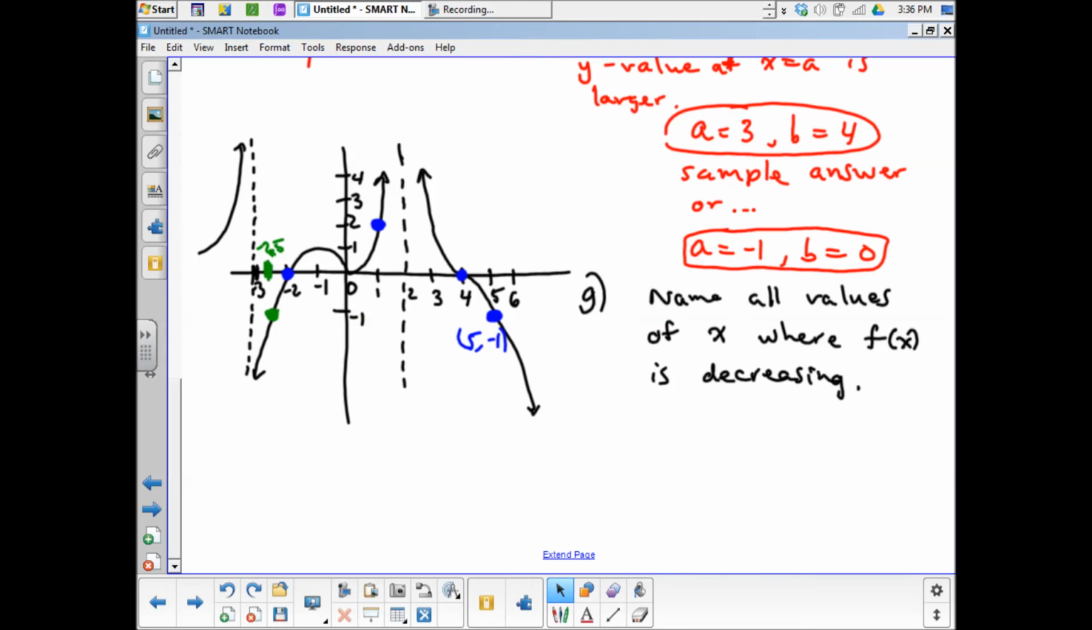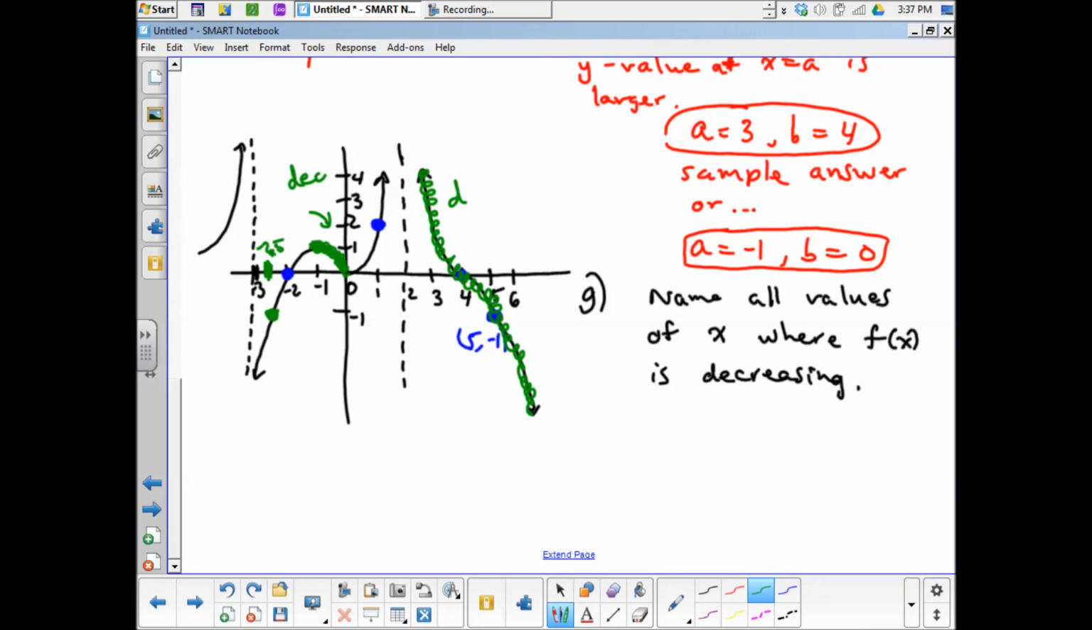Okay, so where is it decreasing? Decreasing is easy to find. You're just looking for parts of the graph that are going down. So that'd be like this part, and really all of this. I just scribbled it in green. But as you go from left to right, you find yourself falling. See that? You're falling.